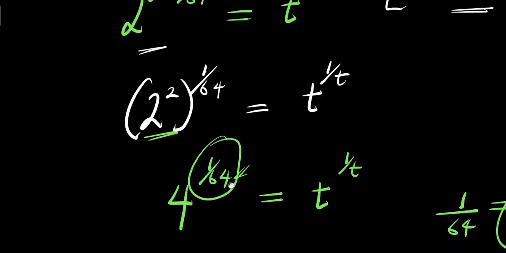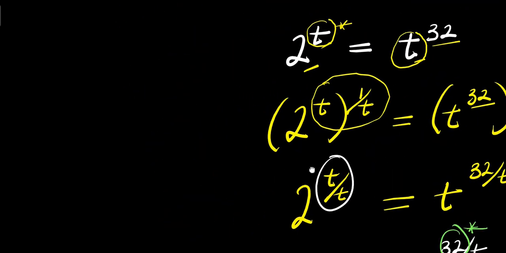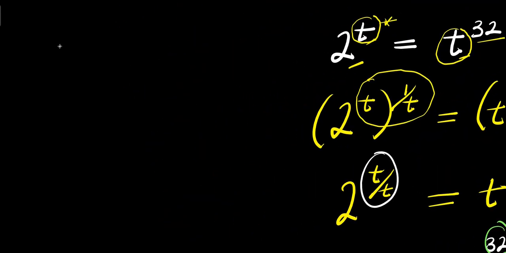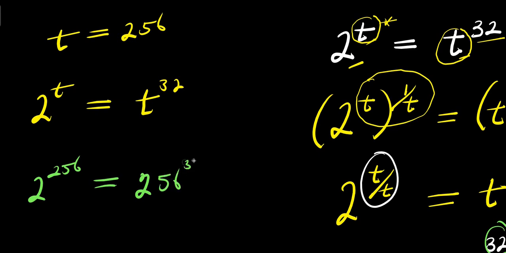Now what we are going to do next will be to check if that value will satisfy this equation. So we have t equals 256. We have 2 power t equals t power 32. So let's consider 256 for t. We have 2 power 256 equals 256 power 32.